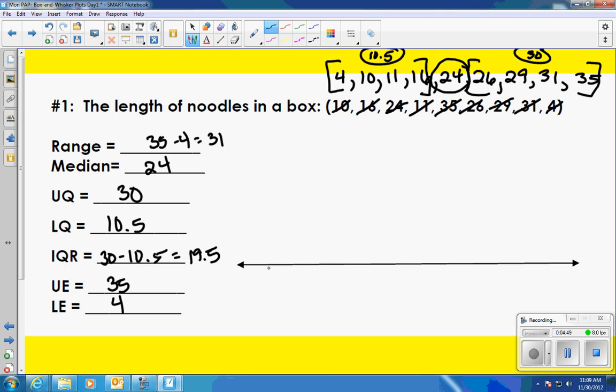So plotting my information, I'm going to count by fives because I need to go up to 35 to be able to get all my information on there. So 0, 5, 10, 15, 20, 25, 30, 35, and I'll just go ahead and fill out the whole thing and make 40. First thing I'm going to plot is my median, which is at 24, so it should be right about there. We're going to plot it above the number line and draw a line through it.